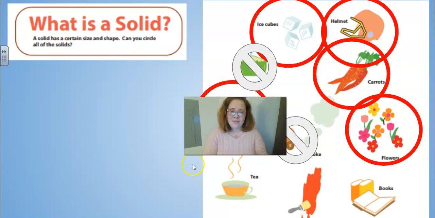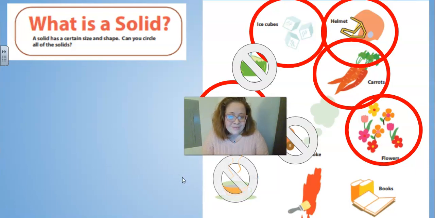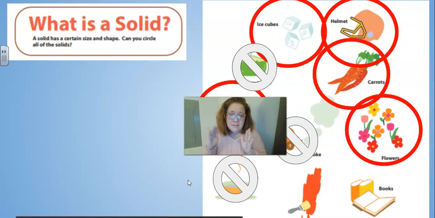Great job. How about this cup of tea? Not the cup, but the tea itself. Is the tea a solid? Yes or no? No, tea is a liquid. The cup is a solid. The steam coming out of the tea is a gas, but the tea itself is a liquid.